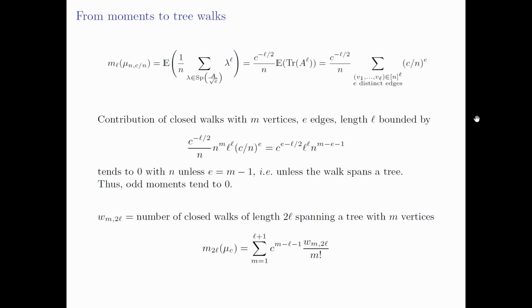Okay, and in the end, when we gather the information, we see that the 2L-th moment of the limit law is linked to the number of tree walks. So m is going to be the number of vertices and 2L the length of the walk, in this very nice way here. It's very nice because, I mean, it's already a generating function, kind of.